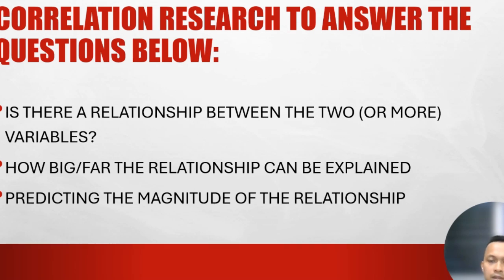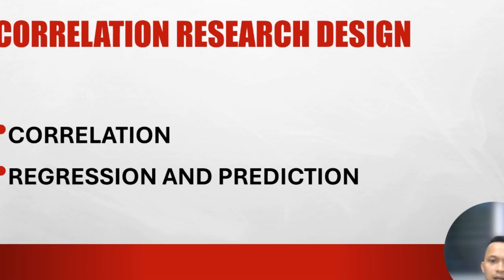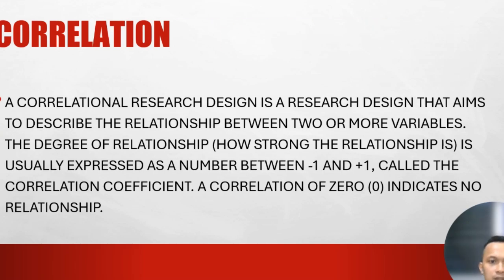Correlation research is used to answer the questions below. Is there a relationship between the two or more variables? Second point, how big or far the relationship can be explained. The last, predicting the magnitude of relationship. Okay, next, there are three correlation research designs. The first, correlation, regression, and prediction.